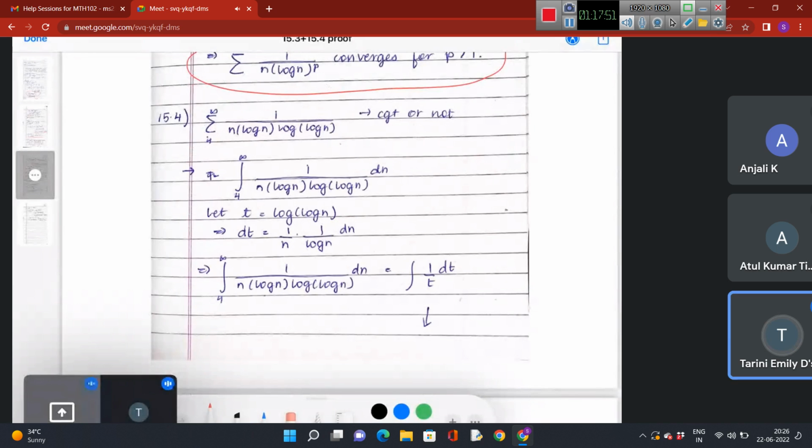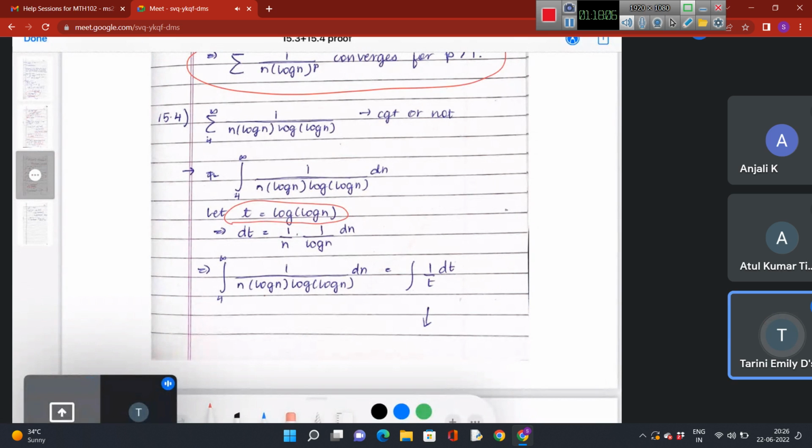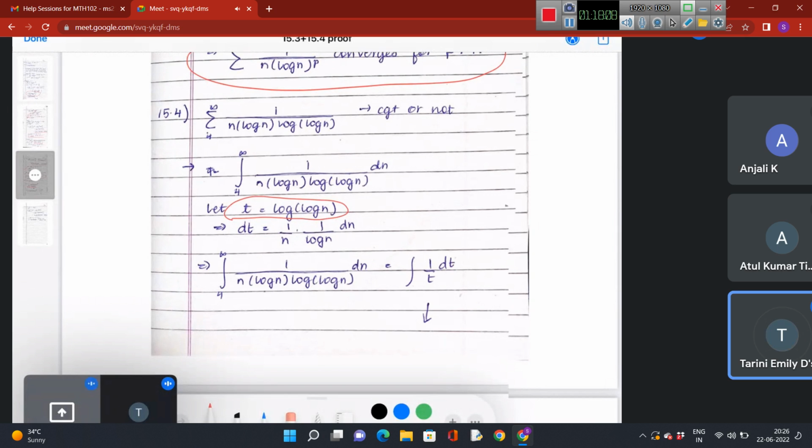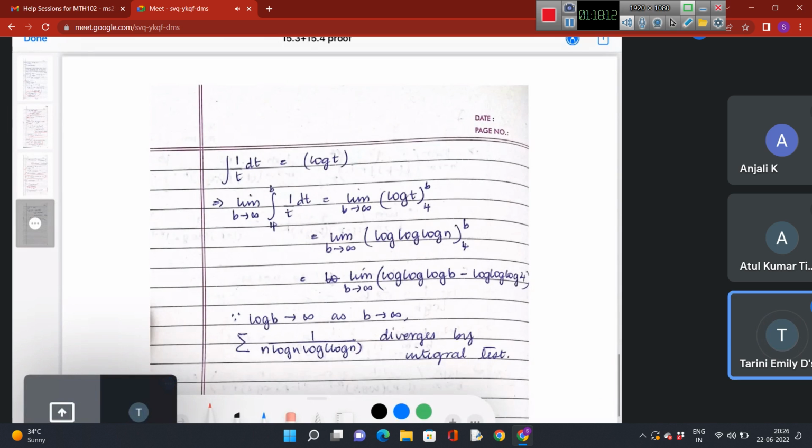And then the second question, we use a similar strategy where we take a substitution, t is equal to log of log n. When we take the derivative of that, again we can substitute the rest of the integral terms as 1 by n log n dn. So the whole thing becomes 1 by t dt. And the integral of that is log t. So we get log of log n.